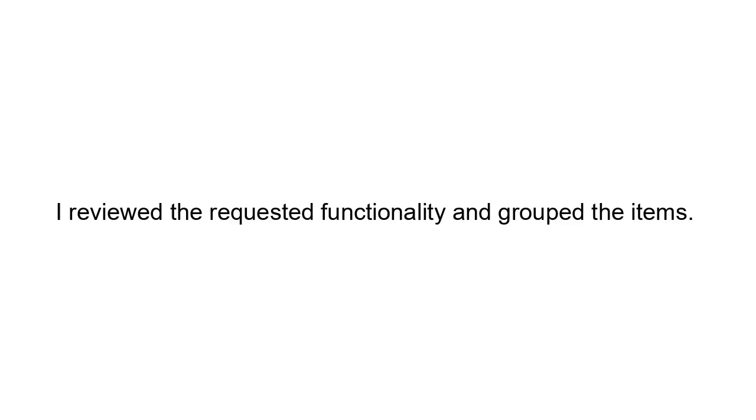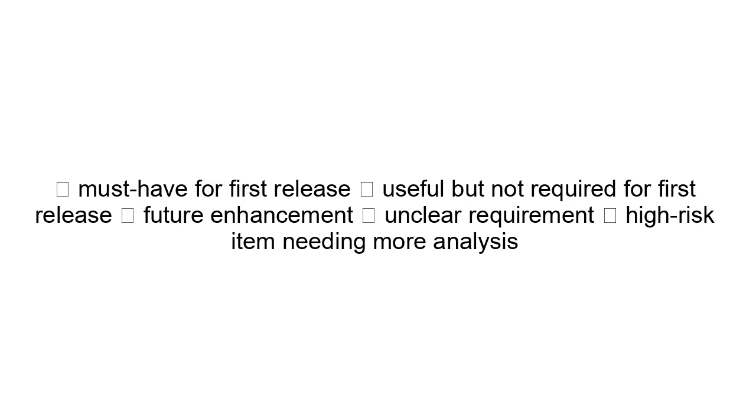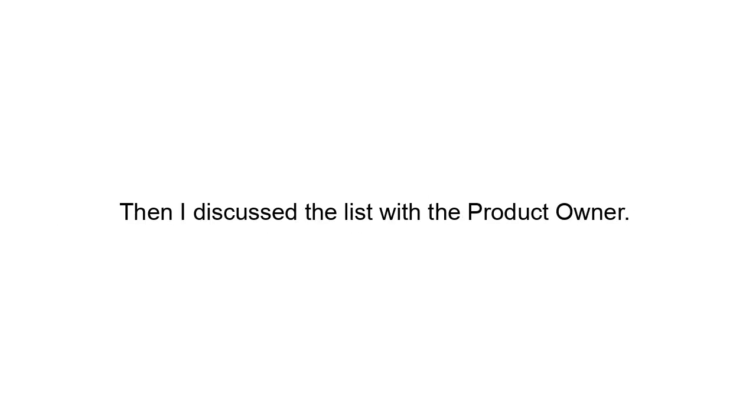Action: I reviewed the requested functionality and grouped the items. The groups were: must-have for first release, useful but not required for first release, future enhancement, unclear requirement, high-risk item needing more analysis. Then I discussed the list with the product owner.